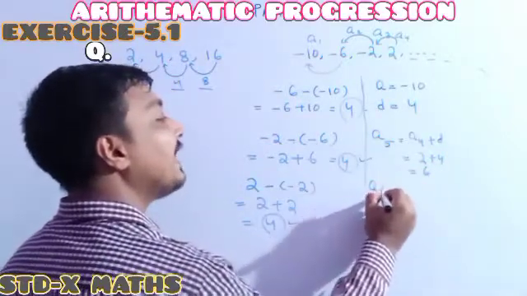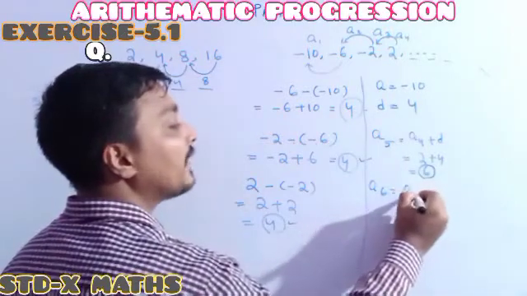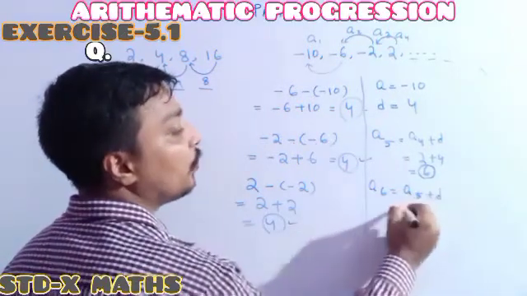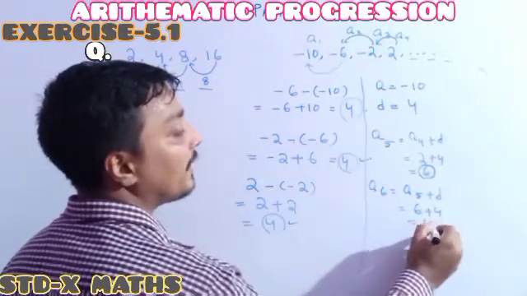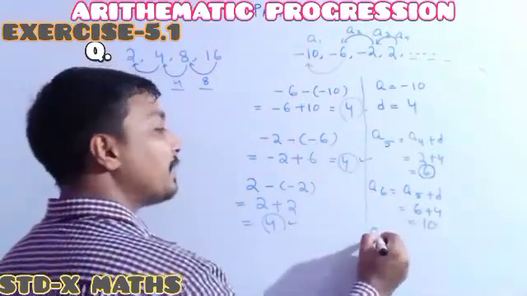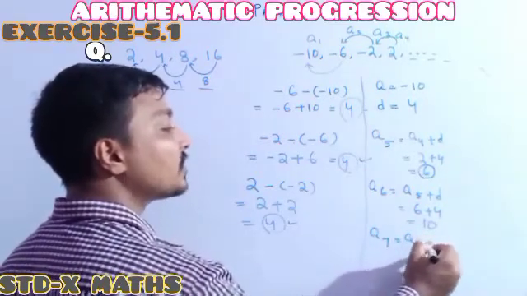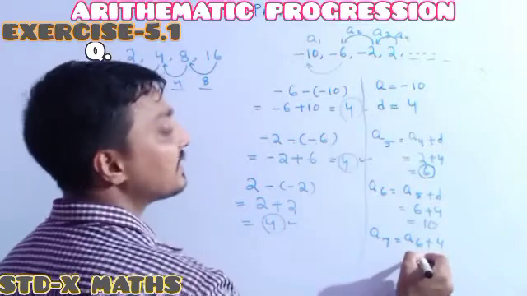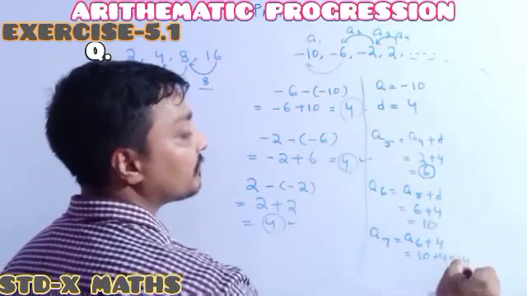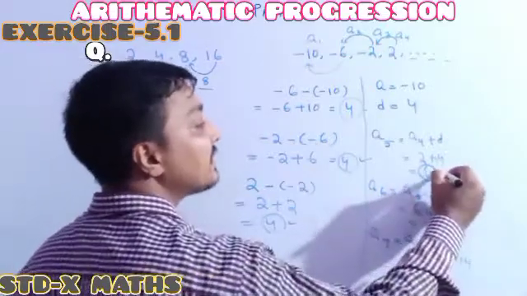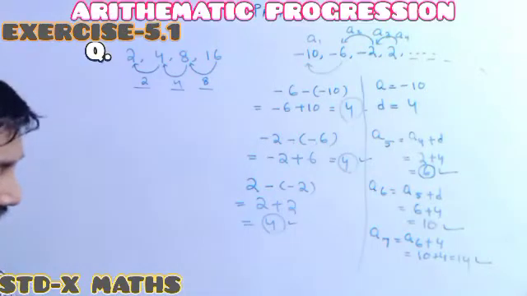And another term, A6, you can obtain by adding the common difference to the previous one. It means A5 plus D, which is 6 plus 4, which is 10. And A7 we can find by adding the common difference to the previous term. So A6 is 10 plus 4, which is 14. So the next three terms are 6, then 10, then 14. This one is the easy formula.